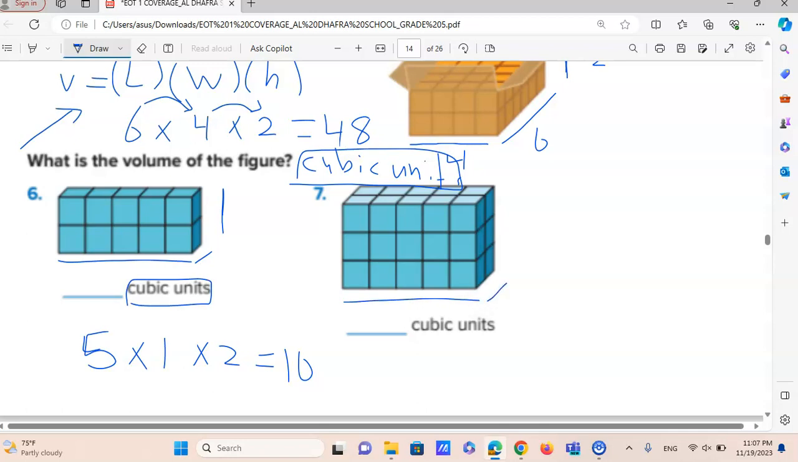Okay, here, what's the length? 5. What's the width? 2. What's the height? 3. So you multiply 5 multiplied by 2 multiplied by 3. You can start with compatible numbers or easier numbers. Here, 5 times 2 equals 10, times 3 equals 30 cubic units.